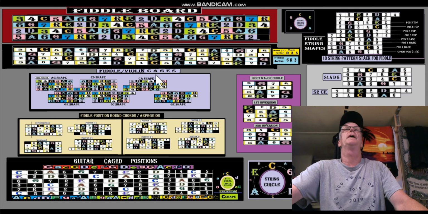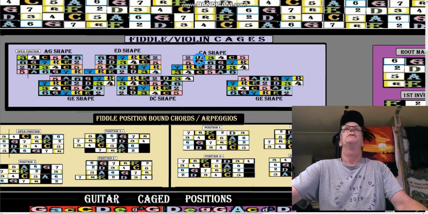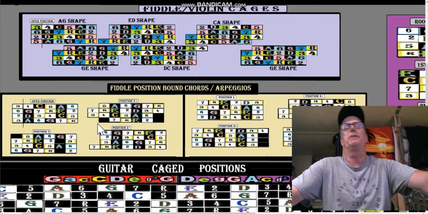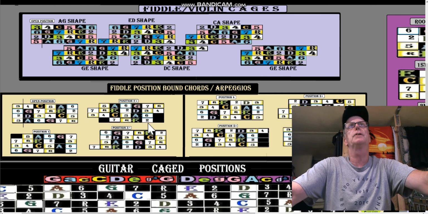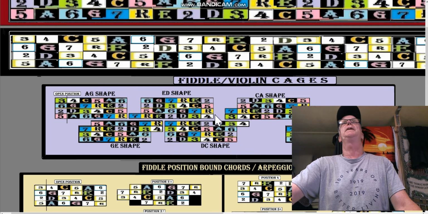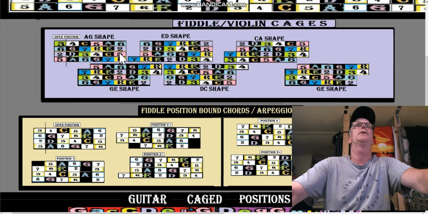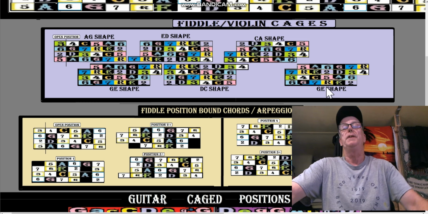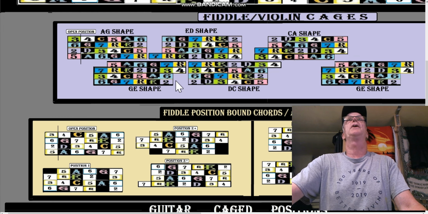See what happened. I don't know if I actually covered these, but I know I edited these charts. There's like 9 positions. We're not going to talk about the fingering positions right now. That's something we'll get to in the future. But it suffices to know I have edited and improved these. These are the double cage shapes for violin. Okay, so there's an AG shape, a GE shape, an ED shape, DC shape, CA shape, and a GE shape. These are the double cage shapes from the guitar, and this is how they play out on the violin.